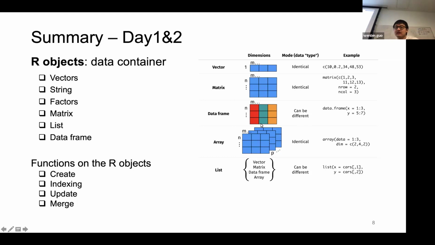For each of the R objects, we also learned some functions that can either create them or index them, so that you retrieve a certain part of the data. And because you can access a particular piece of data in your whole data set, you can do some updates, for example, assign a new value to that particular position. And lastly, we learned how to merge. For example, if you have two vectors, how can you merge them into just one final vector?